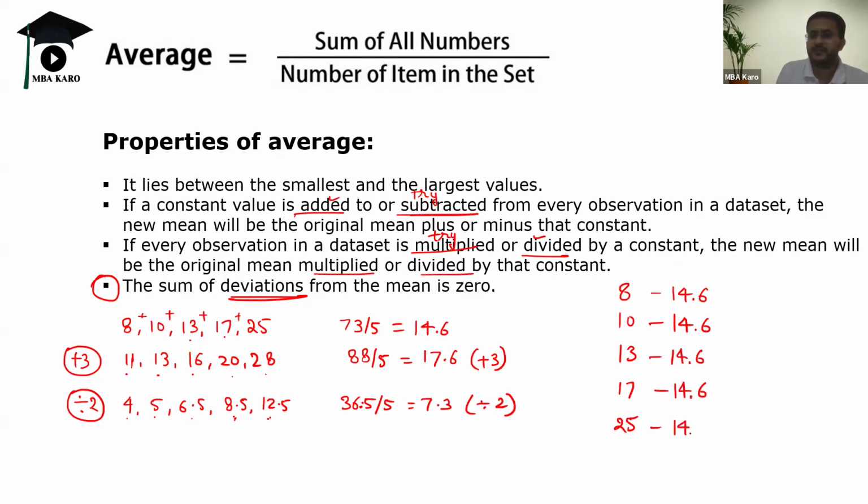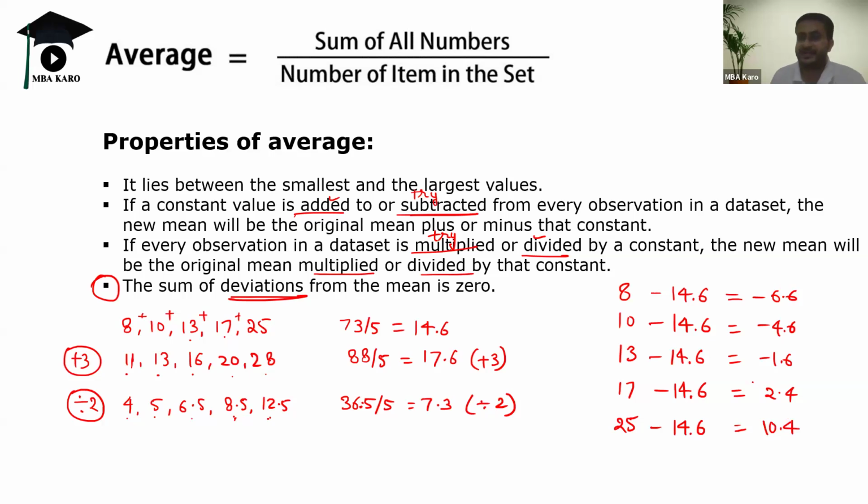So this deviation thing will be handy, and we will learn the method. First of all, let us understand deviation. Deviation is the difference from the average. What is this value? Minus 6.6. This value is minus 4.6, minus 1.6. This is 2.4. And this is 10.